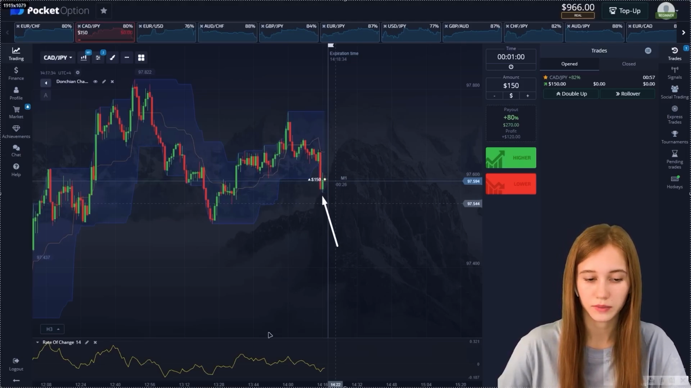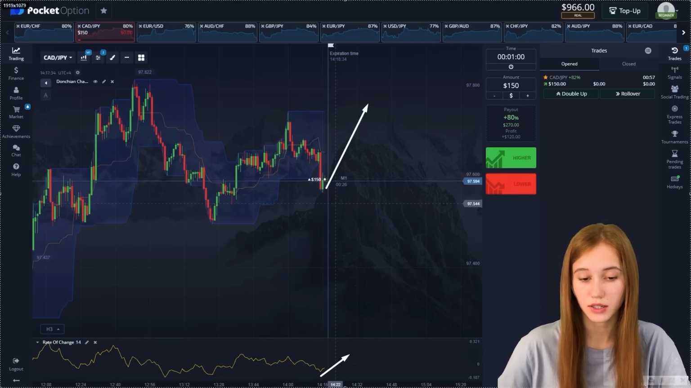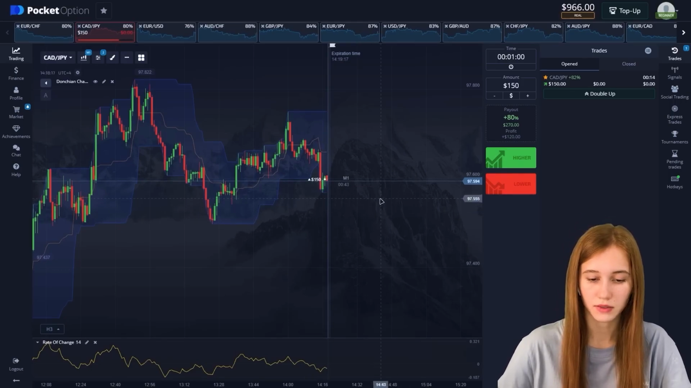Also, if we look at this indicator, we also see that the direction of the curve has gone up. That is, the trend will be restored. 10 seconds until the end of the deal. At the moment, there's a little uncertainty on the candle.